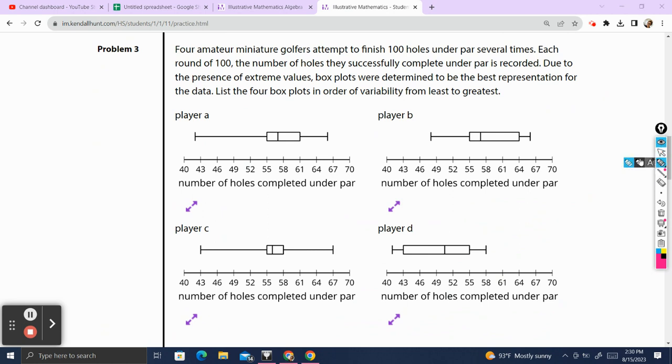Well, let's think about this. The least variability is going to be the one that has the tightest amount of data. So let's calculate our mins, our maxes, and some of our IQRs. This has the smallest IQR. This one has the largest IQR. However, 43 to 67 is going to be a difference of 24 versus 40 to 58 is a difference of 18. Here we have 42 to 65, which is a 23 distance.